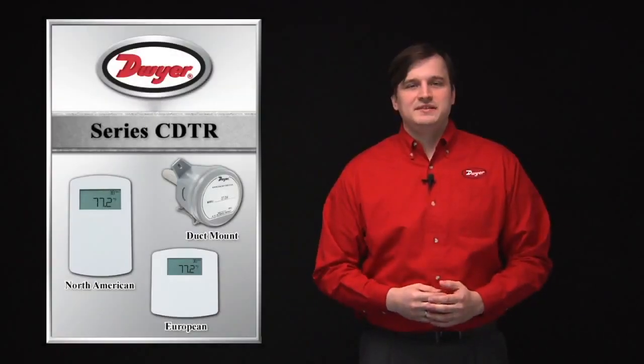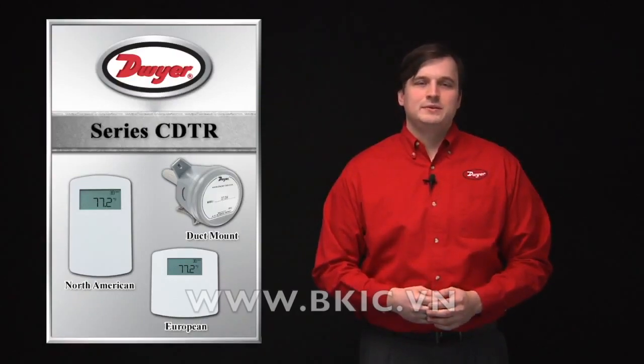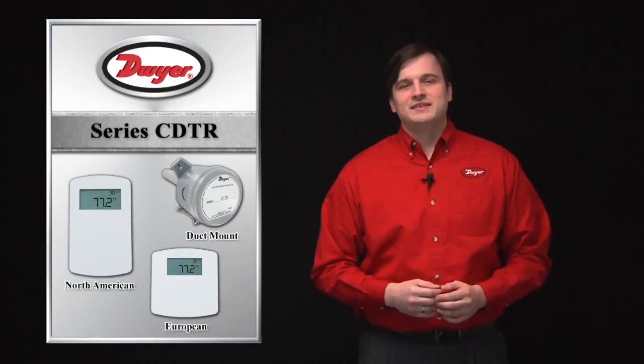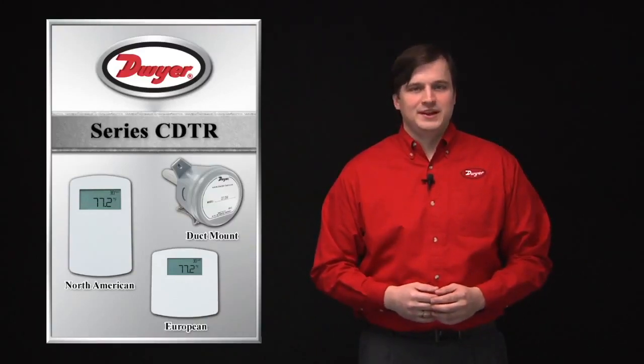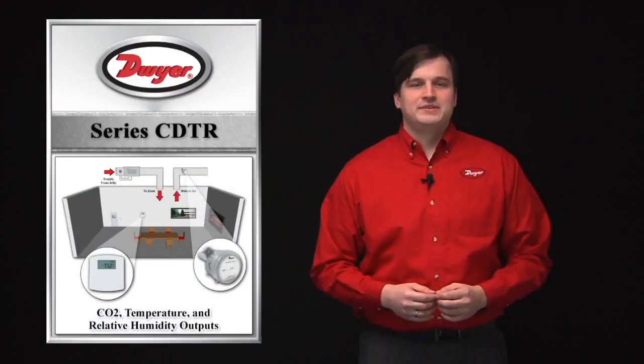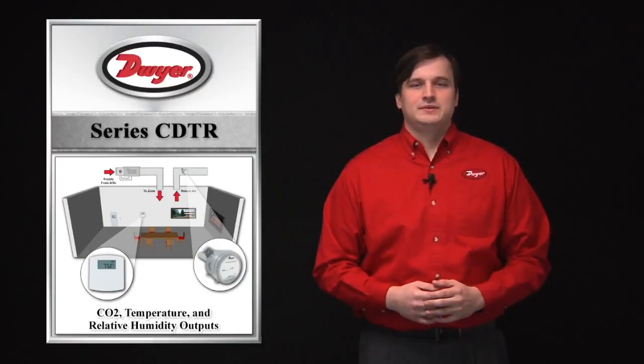Next, the series CDTR builds off the same CO2 and temperature sensing options as the series CDT, but adds an additional output measuring relative humidity. Like the CO2 output, the relative humidity output signal is field selectable between voltage and current options.